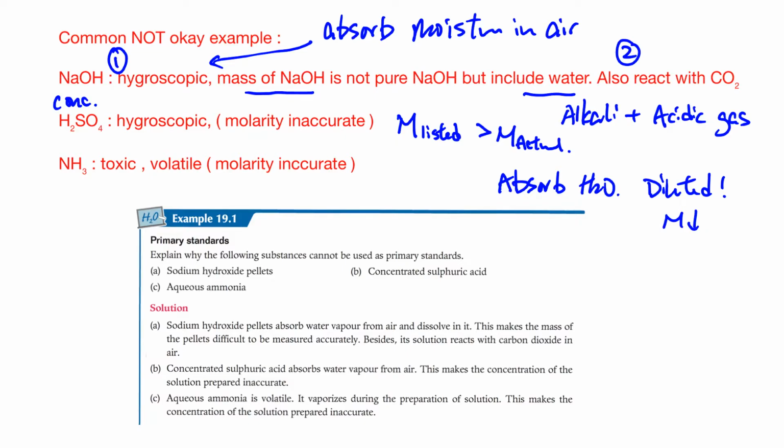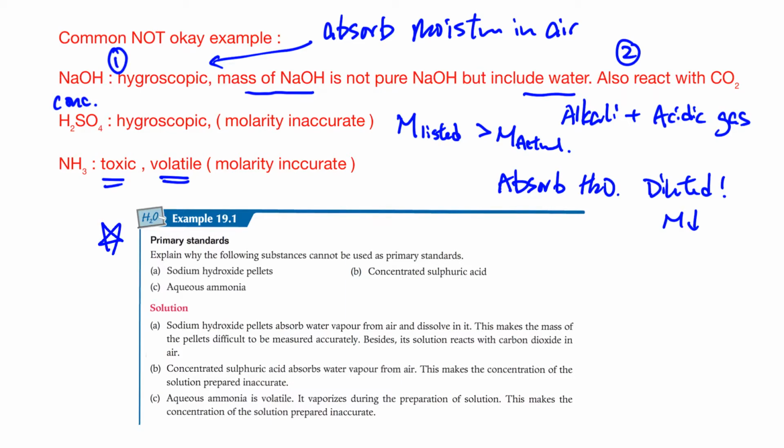And for ammonia, not only is it toxic and has a pungent smell, but at the same time we can smell it because it is volatile. So therefore the molarity is also inaccurate. Volatile means the NH3 will leave the solution and get into the atmosphere. So in your textbook, example 19.1 will be a good exercise.